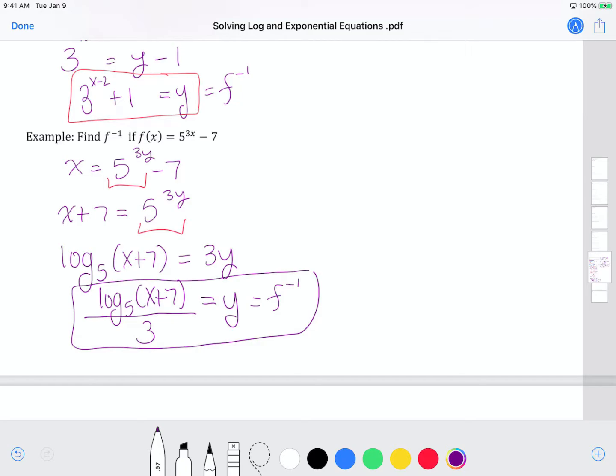So when you're finding the inverse of an exponential function, it should come out to be a log function. And when you're trying to find the inverse of a log function, it should be an exponential function.